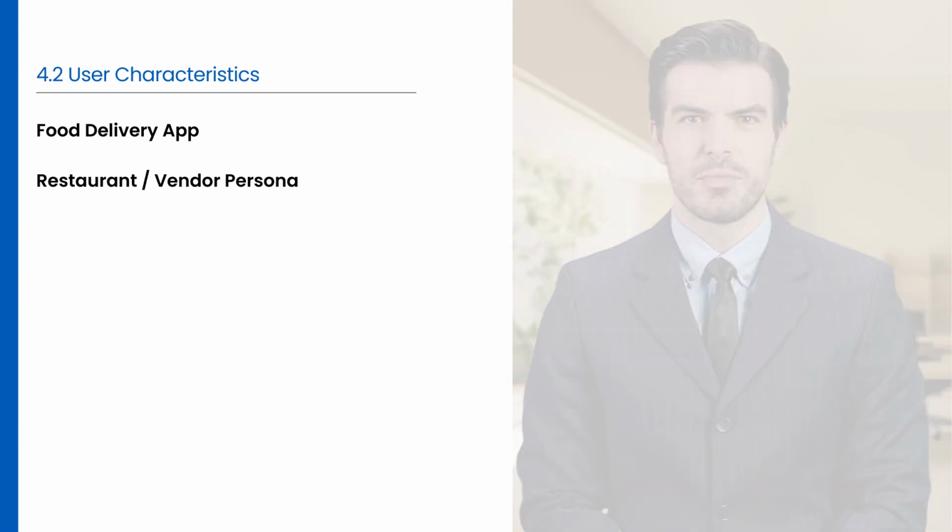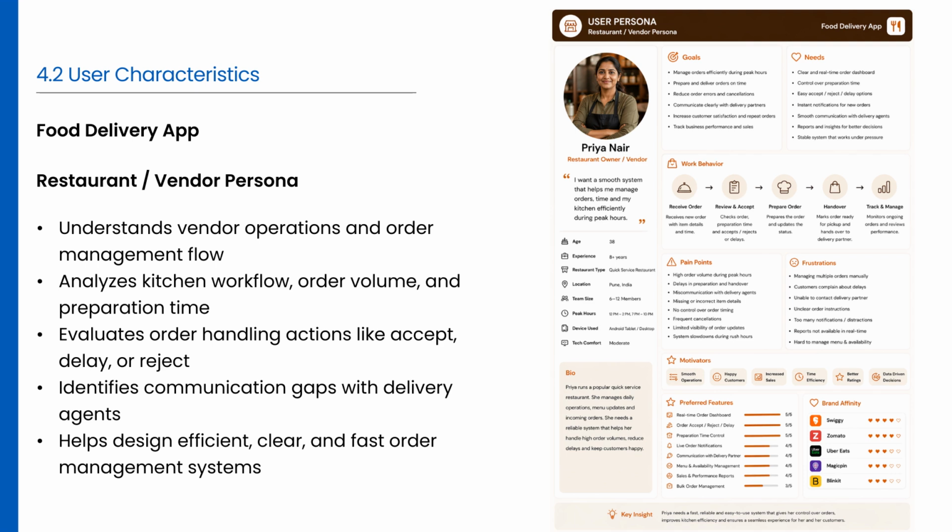After understanding both the customer and delivery perspectives, we now move to the vendor side of the ecosystem. This restaurant vendor persona focuses on how vendors manage incoming orders as part of their daily operations. It looks at order volumes, kitchen workflows, and preparation timelines to understand operational efficiency. We also study how vendors handle orders, whether they accept, delay, or reject them, and identify communication gaps with delivery agents. Additionally, system performance during peak hours is evaluated to uncover bottlenecks.